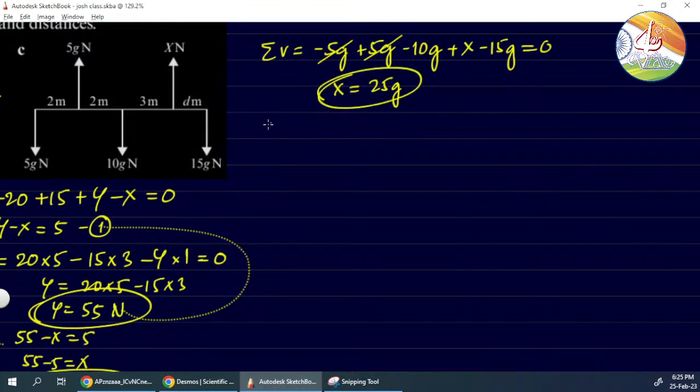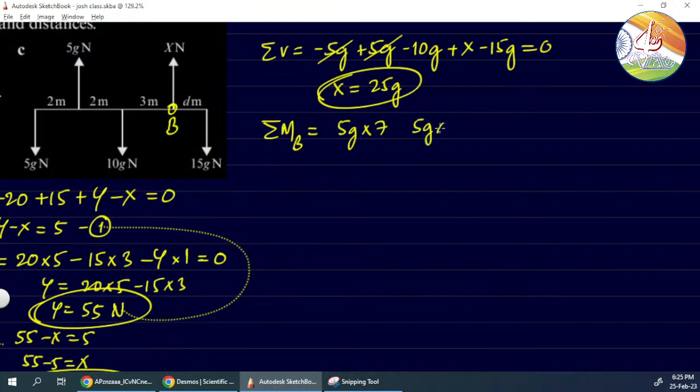So this gave us the value of x. And to find the value of d, we have to take sigma m. Which point do you want to take? Let's go with this point, B. So sigma m about B. If you take about B, x will cancel out. So let us start. 5g: perpendicular distance is 2 plus 2 plus 3, that is 5 plus 2, 7. This is anticlockwise, so plus.